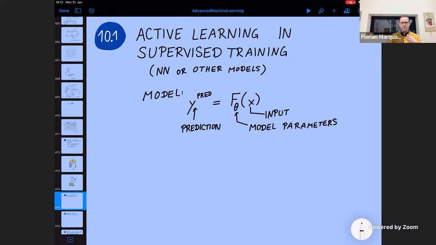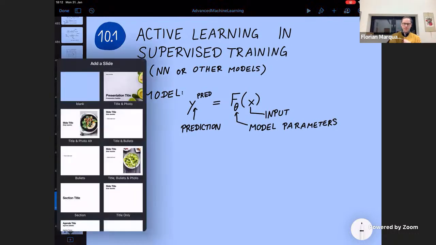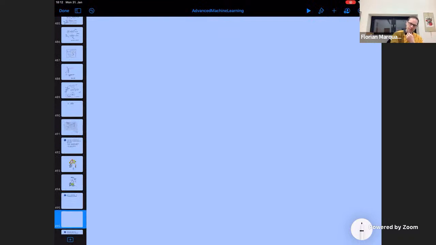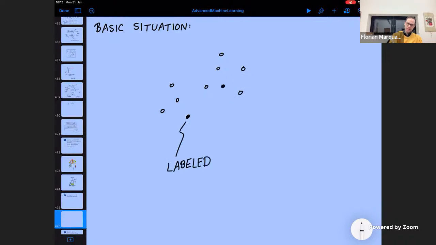So you can really go far beyond supervised training. But let's stick with supervised training for the moment, and let's illustrate the basic situation again. This is the situation that I had depicted before with the many images, and many are not labeled. So let's depict this again. I have a large, large pool of data, and many are unlabeled. So if they're unlabeled, I will have an open circle, and some are labeled. These are these filled circles. So I have this set of labeled and unlabeled data.